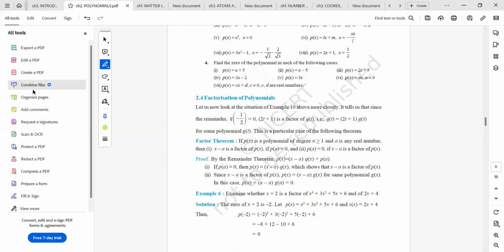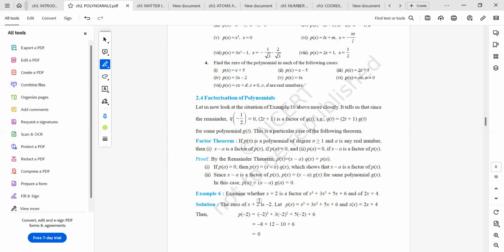Factor simply means like if you have 12, you can write it as 3 into 4. That is factorization, breaking it into parts. So whenever we are having polynomials, we can simply break them into parts. That is known as factorization. So how can we factorize?